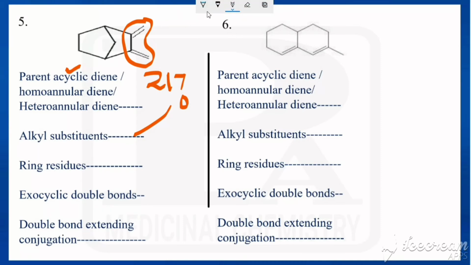Now come to ring residues. This is one ring residue, this is one ring residue. So totally 2 ring residues are there, so 10. And exocyclic double bond. This is one exocyclic, this is one exocyclic. So 2 exocyclic double bonds are there. That's why we have to add value 10. 10 nanometers we have to add. Now double bond extending conjugation. It is having only dienes. That's why it is not having double bond extending conjugation.